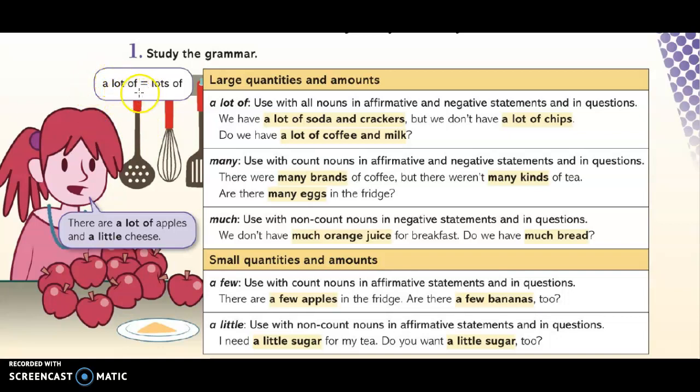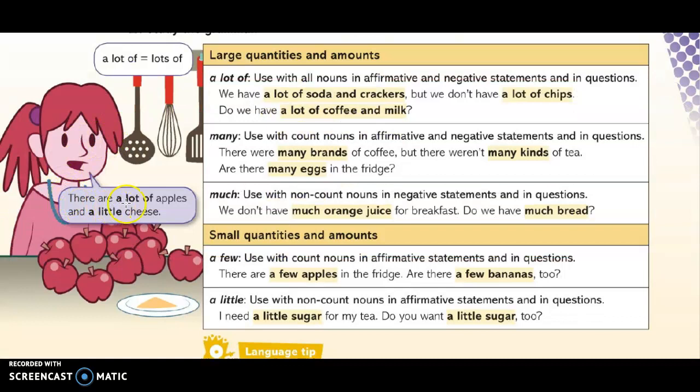Dice a lot of is equal to lots of. ¿Ya? A lot of significa lo mismo. Tú puedes ocupar a lot of, también lots of. There are a lot of apples and a little cheese.